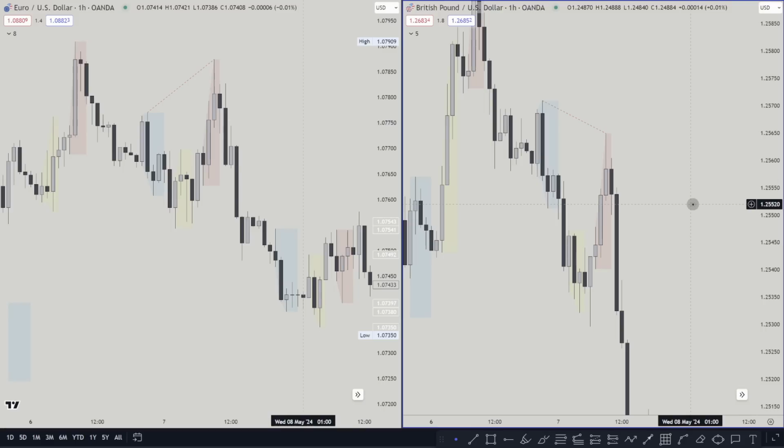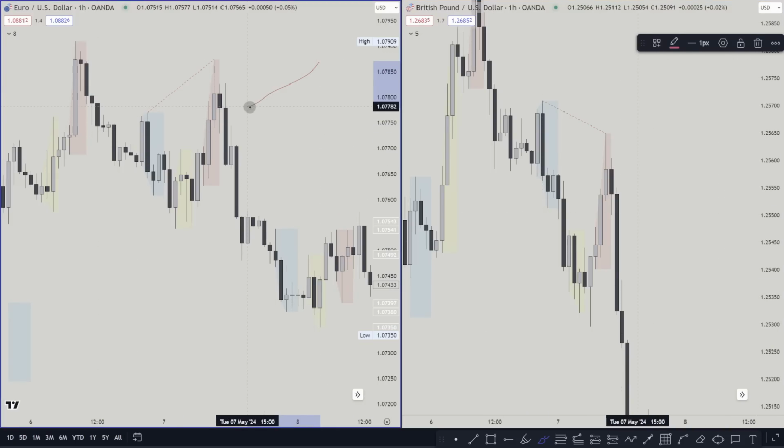What we're going to do is go to 15 minutes or 5 minutes, wherever it is cleaner, and we're going to look for an internal one. With that internal one, we're going to confirm that we actually have a valid setup, because we already have the first sign of reversal, which is the external one. In order to enter, on the other hand, we're going to use the internal one inside of here and look for an entry.